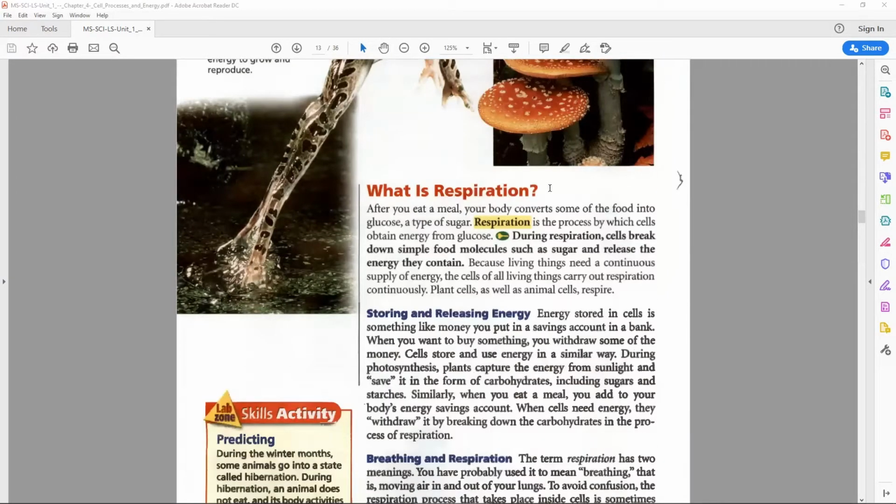So what is respiration? After you eat a meal, your body converts some of the food into glucose, a type of sugar. Respiration is a process by which cells obtain energy from glucose. During respiration, cells break down simple food molecules such as sugar and release the energy they contain. Because living things need a continuous supply of energy, the cells of all living things carry out respiration continuously. Plant cells, as well as animal cells, respire.